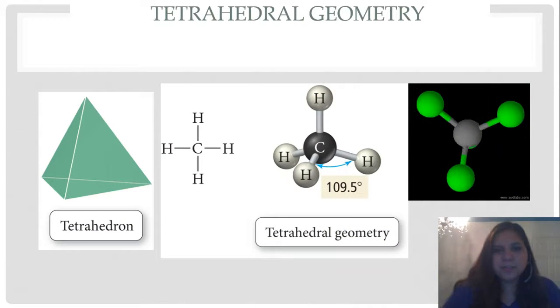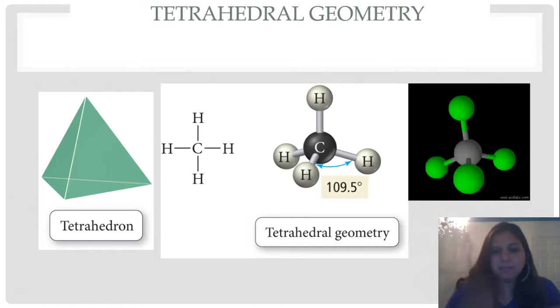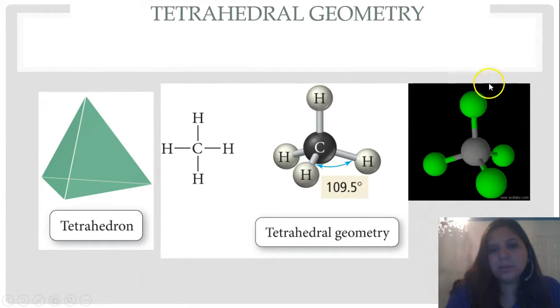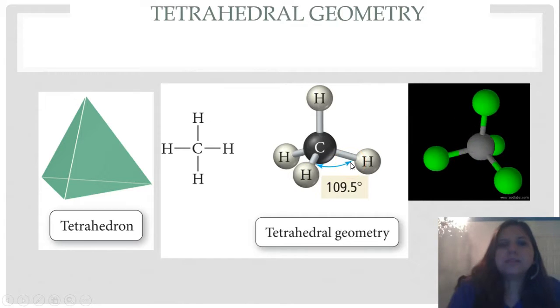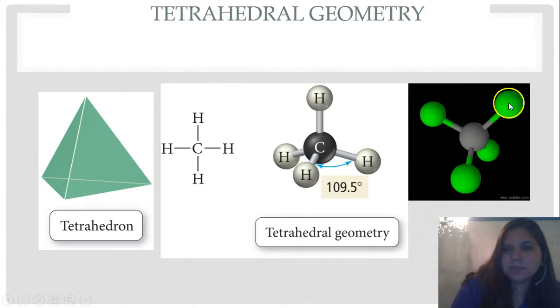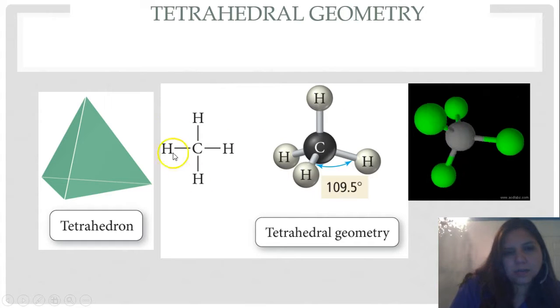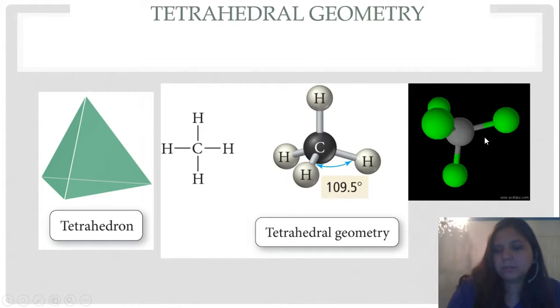Okay, this one is tetrahedral. It's tetrahedral because it has 4 angles. All of them are equal, 109.5 degrees. And so this is that shape here. It isn't just a cross like this, it's actually a little different.